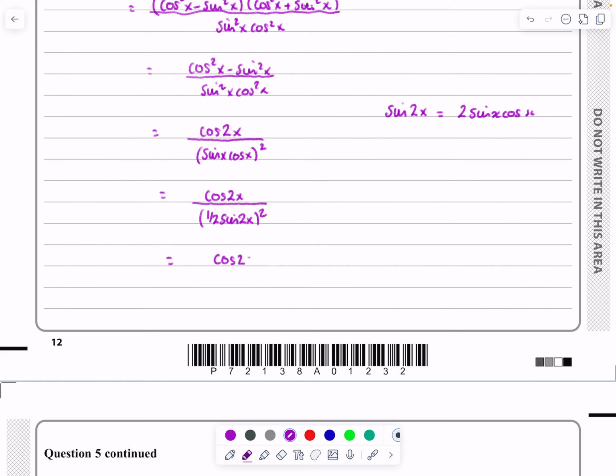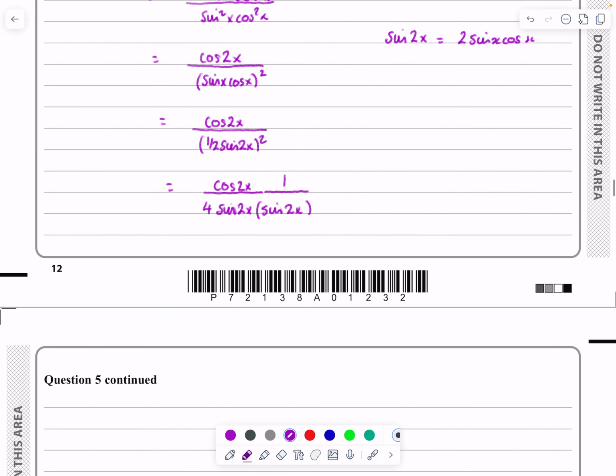This is cos 2x over 4, and I'm just going to put sine 2x, and then I'm going to put another sine 2x there. Really weird way of writing sine squared 2x, but it's because I'm now going to be splitting this up into 2 different parts here. Okay, sorry, that's a quarter there, isn't it? That's a quarter there, which will then become 4.